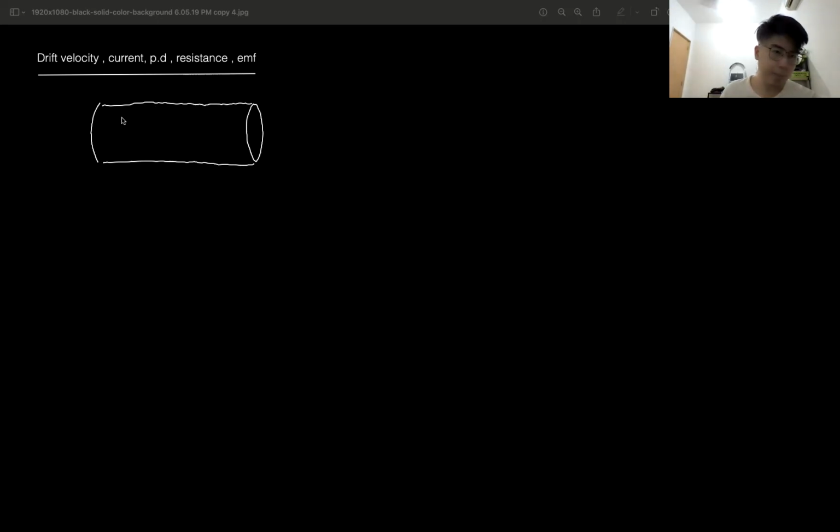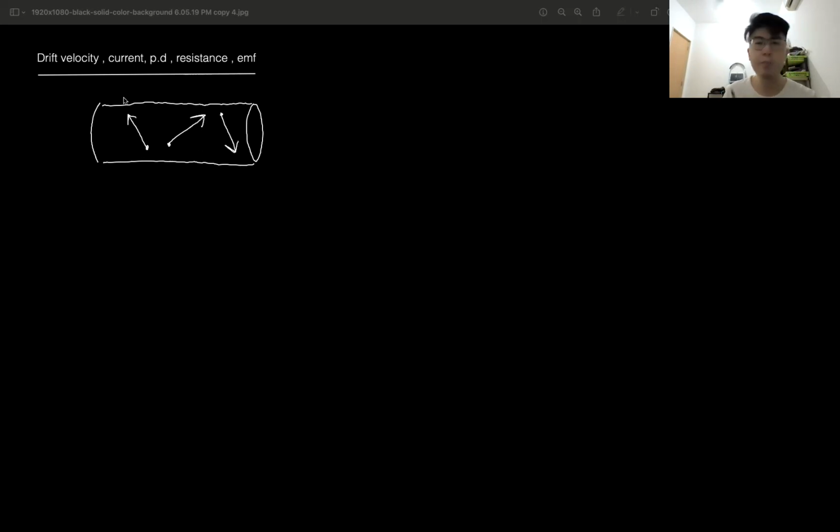Now, let's say we take 3 electrons in any given second. Let's say the first one goes here. This is the velocity vector of the electron. Another one goes here. Another one goes here. Now, when there's no potential difference, it would just continue to move in whatever direction that it is currently moving.